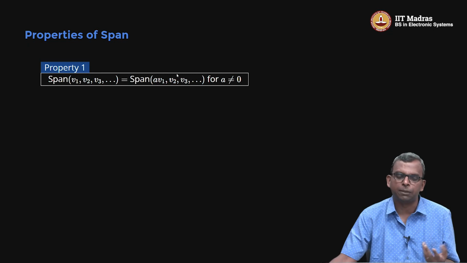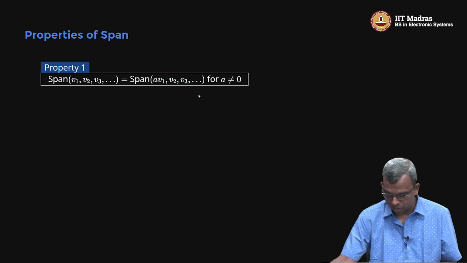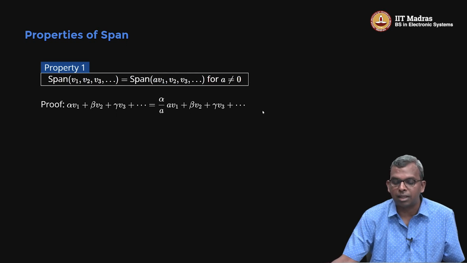The span will not change. Whether you have v1, v2, v3 or a·v1, v2, v3, the span will be the same. In fact, you can multiply every vector by non-zero numbers and the span will not change. Why is that? Because if you take a linear combination of v1, v2, v3 and so on, as long as a is non-zero, it is the same as a linear combination of a·v1, v2, v3 and so on, because I can change the constant multiplying v1 from alpha to alpha by a. I had alpha v1, I multiplied v1 by a, but division is possible in my scalar field, so I divide by a and get alpha by a.